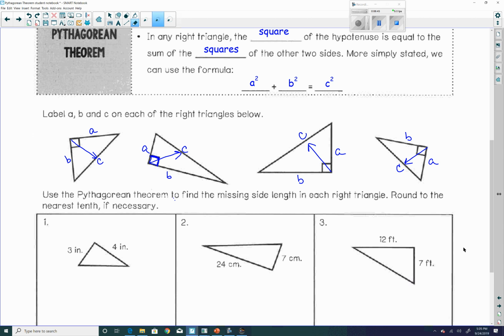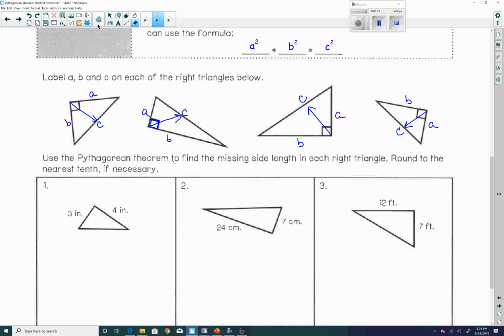And let's move down. It says, use the Pythagorean theorem to find the missing side length in each right triangle. Round to the nearest tenth if necessary. So we're going to be using our calculators. And I'm just going to write the formula up here. A squared plus B squared equals C squared.